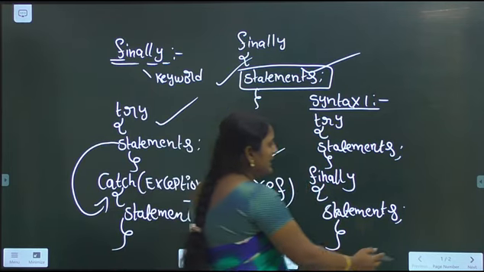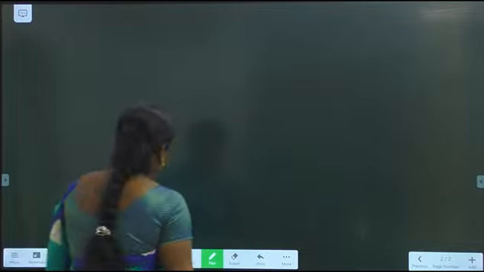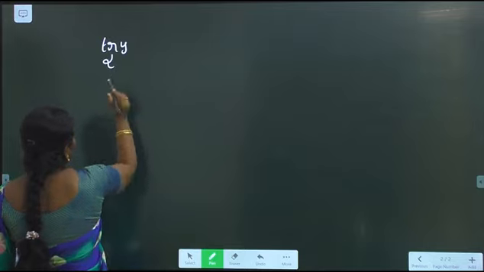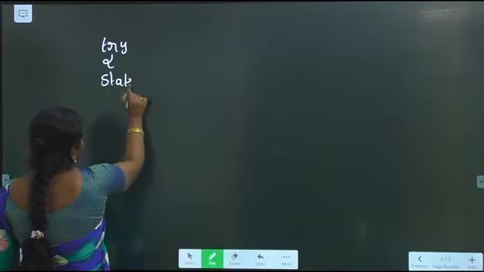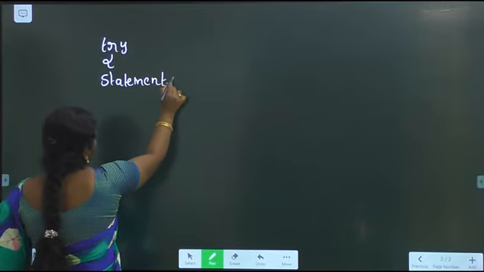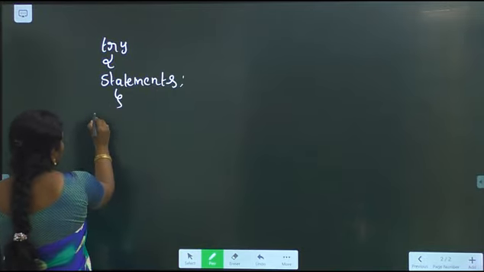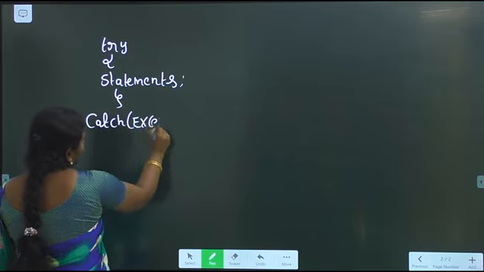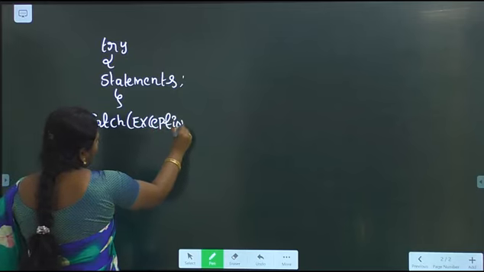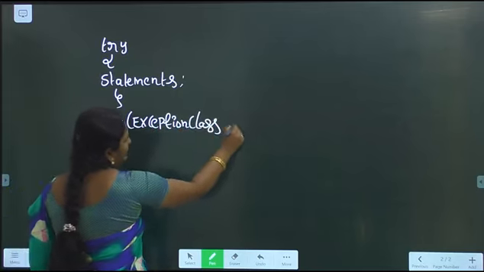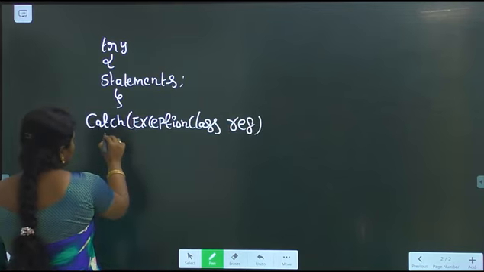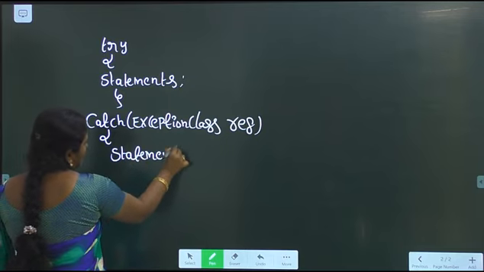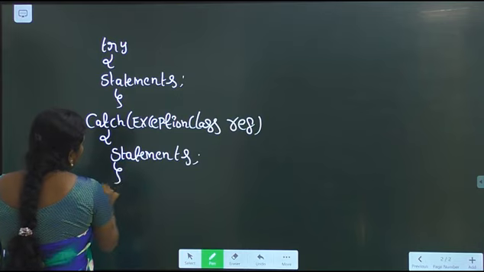Next, another syntax of the finally block is: try, statements. Next one, catch, exception class, reference, statements. After that, the finally block.